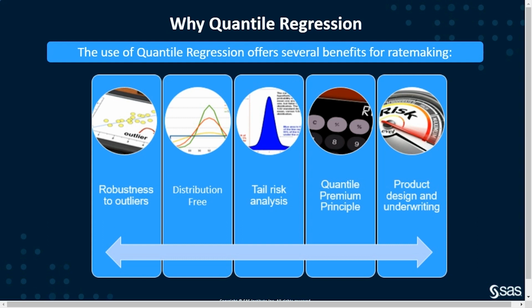The tail risk analysis. So quantile regression allows for a deeper understanding of tail risk, which is really crucial for solvency and capital management in the insurance industry. By modeling different quantiles, we can identify drivers of large losses and develop more effective risk mitigation strategies.